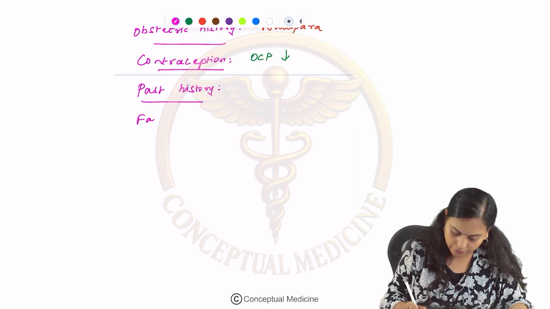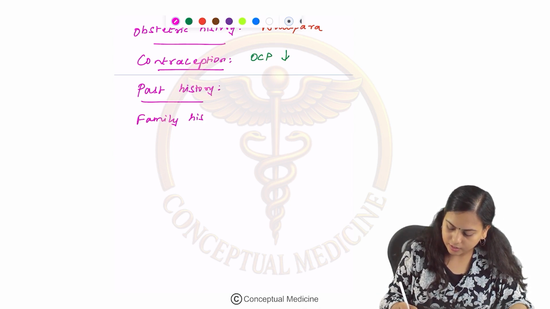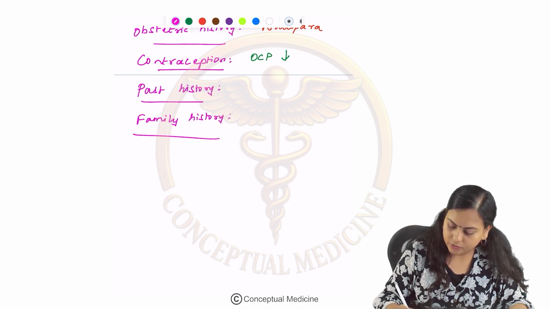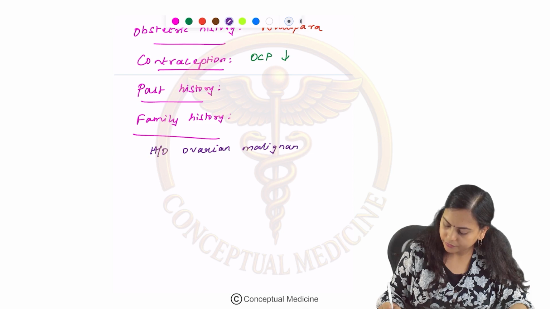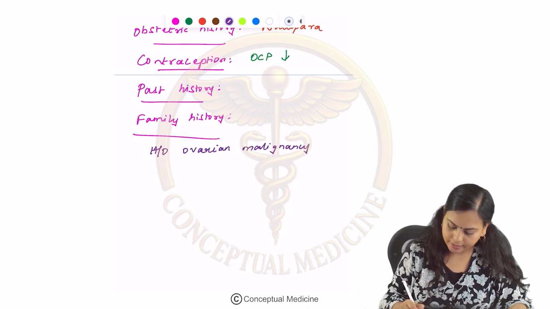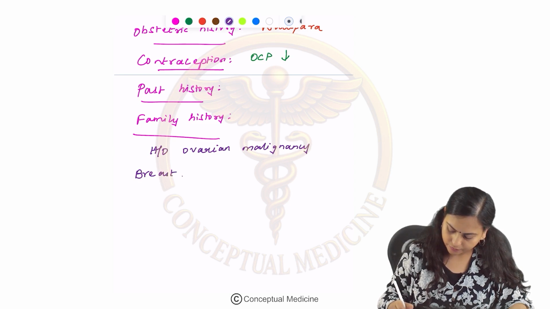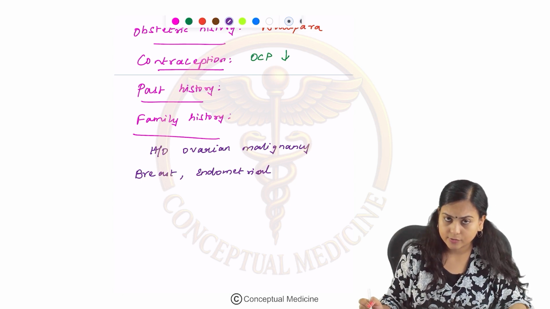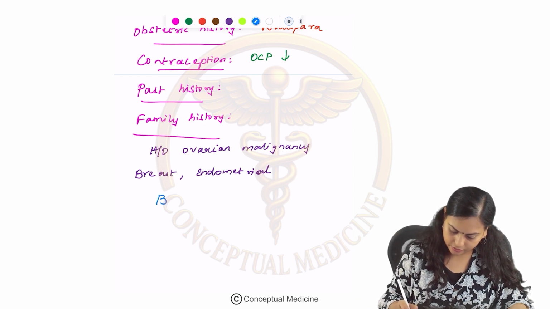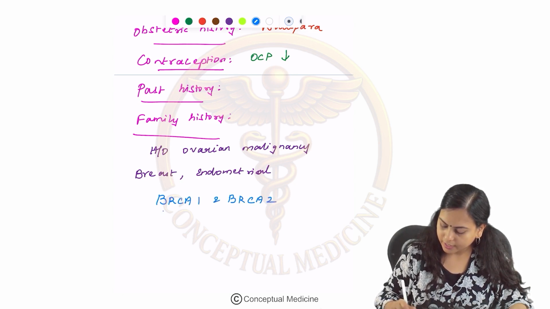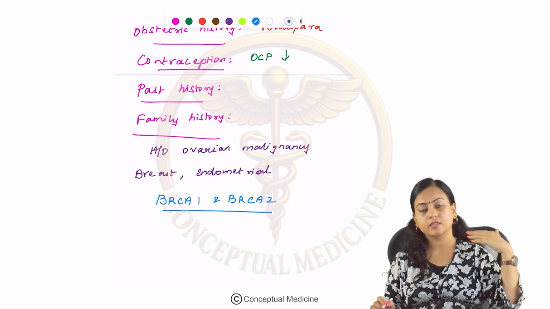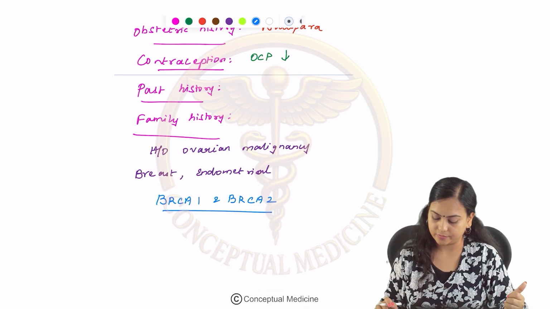Then you will go on to family history, which is important again here. There can be a history of ovarian malignancy or any other carcinoma like breast carcinoma or endometrial cancer that has to be elicited also, because any mutations involving BRCA1 and BRCA2, which can involve these cancers, can be linked with the person.